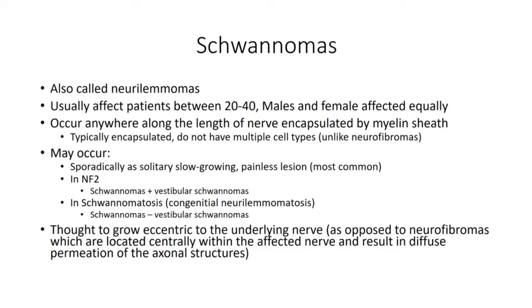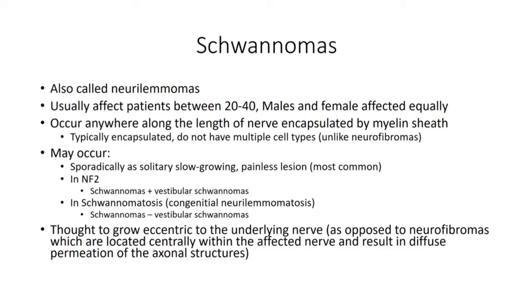There's a lot of talk about which tumors are encapsulated, which are not, which have pseudocapsules, which don't. But schwannomas in general are thought to be encapsulated, and they are due only to proliferation of Schwann cells. So unlike a neurofibroma, you don't have many different types of cells also included within the tumor.